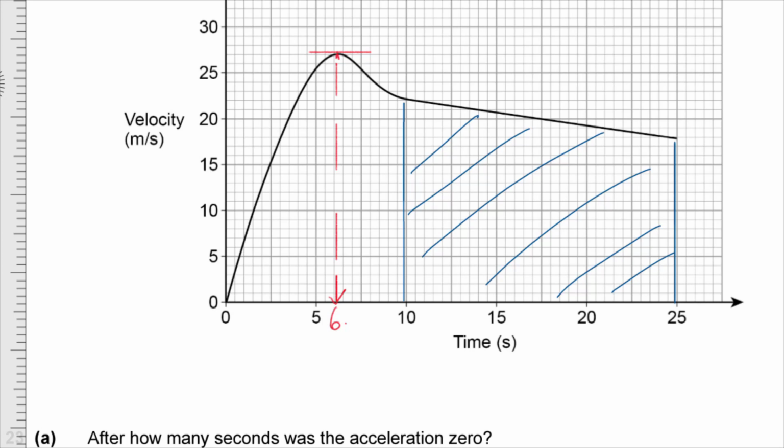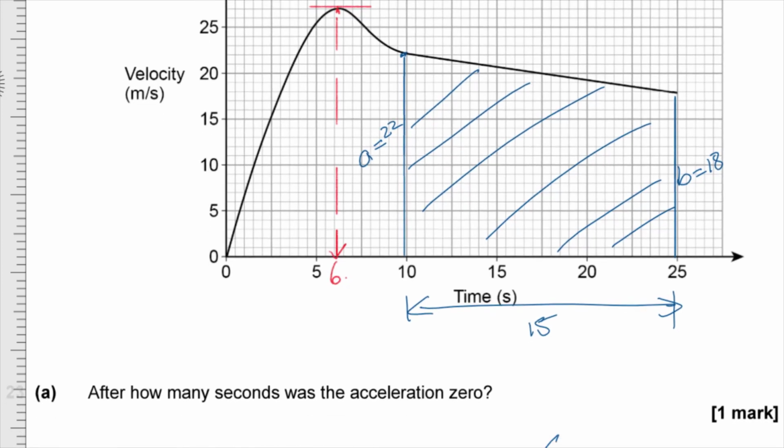So the shape we've got is a trapezium. The area of a trapezium is the two parallel sides added together divided by 2 times the distance between them. So this is my A value here, which is of a height 22. So A is 22. This is my B line on the other side. That is at a height of, I make that 18. The distance between them is what we said for the last 15 seconds, so it's that 15 there.